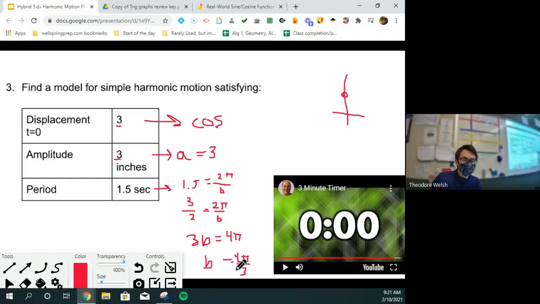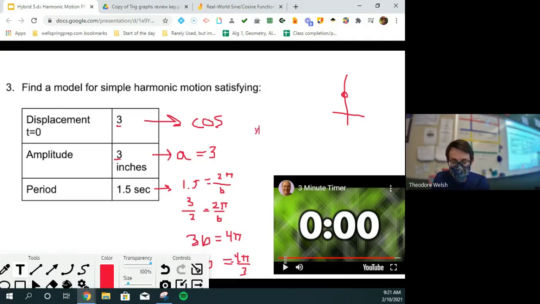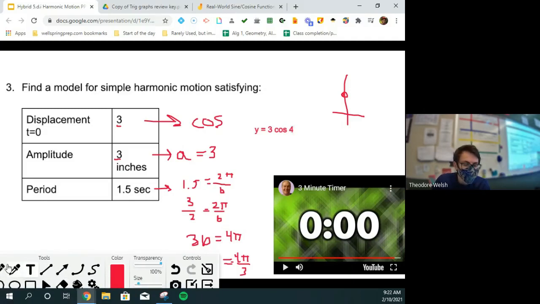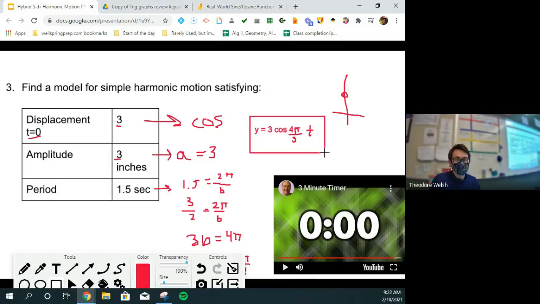So now when I'm writing my trig function, it'll be y equals 3, my a value, cosine. It's a cosine function because we are starting at that peak. That's what our displacement tells us. Of 4 pi over 3, because that's our b value, t, because it is a function of time. And that would be our final. That should be a 3 there.